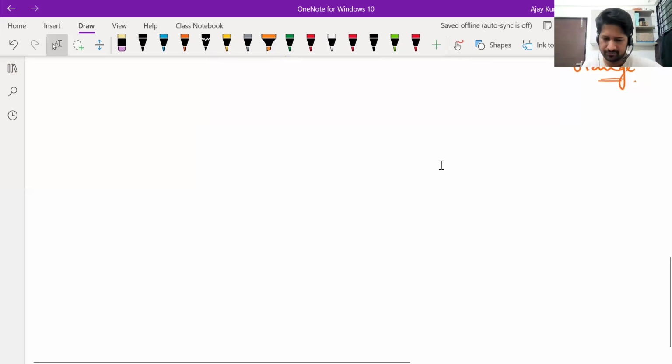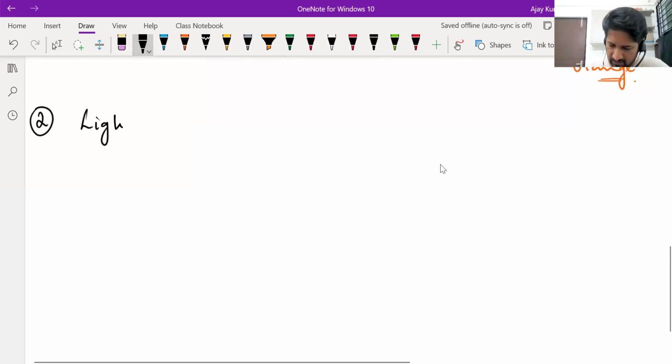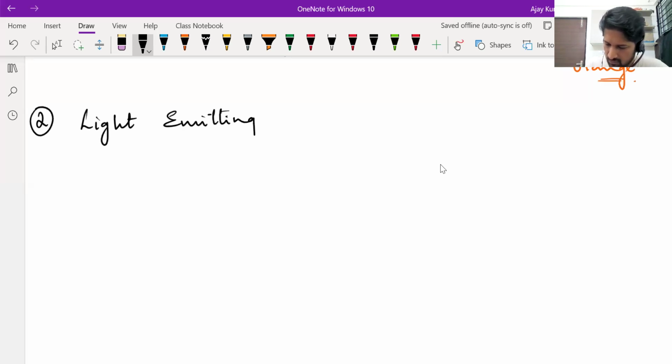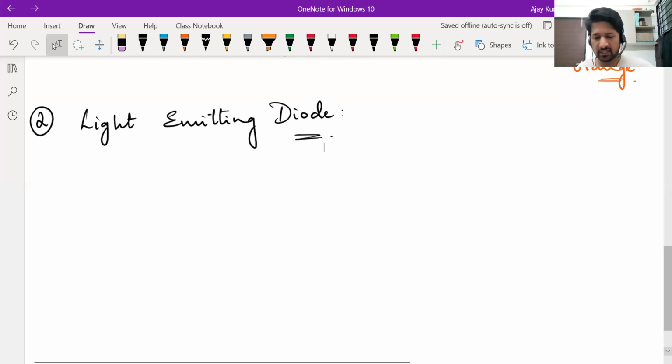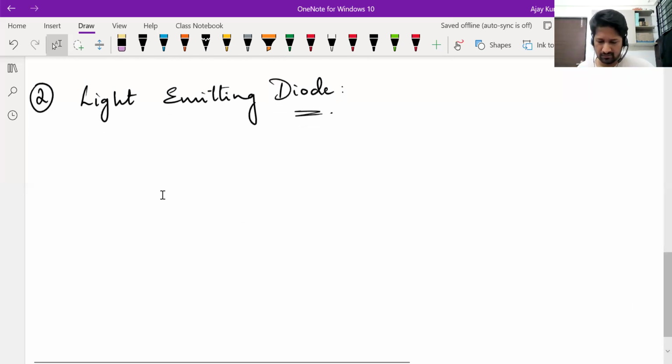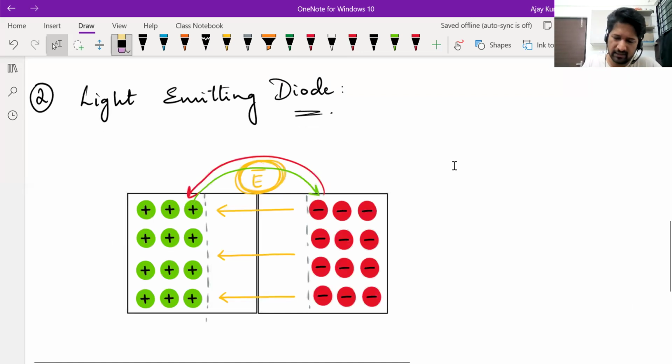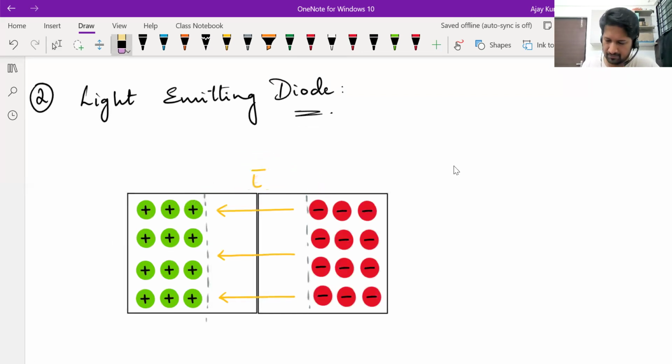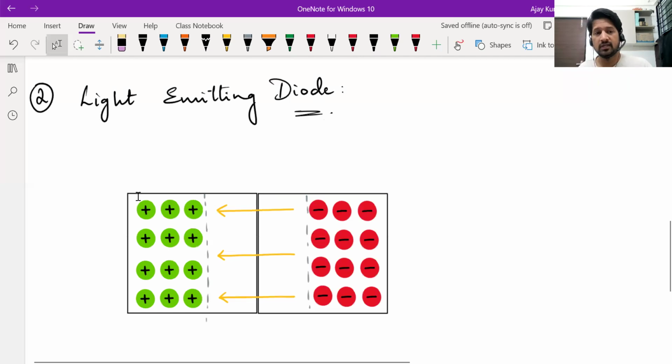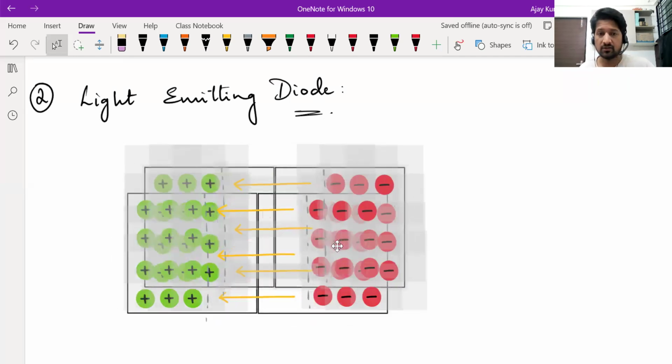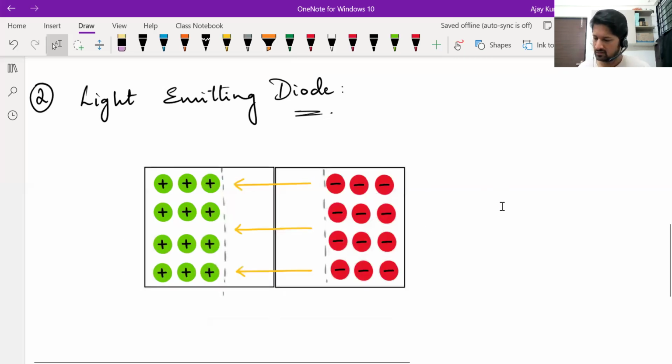Next, LED. LED is basically a light emitting diode. These days, LED bulbs are very common. Basically, as the name suggests, what an LED must do is emit light. You can use diodes to produce light. Now, how can a diode produce light? Production of light means release of energy. How can a diode release energy?